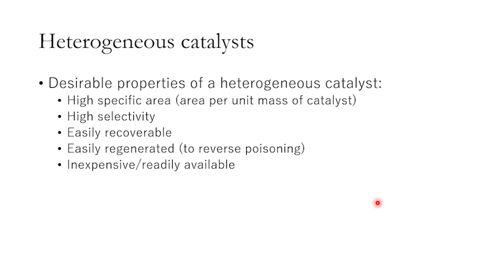Here are some of the desirable properties of a heterogeneous catalyst. First, it should have a high specific area. That means that the area per unit mass of catalyst is high or maximized. That is because for heterogeneous catalysts, the reaction happens at the surface of the catalyst. So the more surface area you have, the faster the rate of reaction you will have. Also, if you have a higher surface area of the catalyst, there will be fewer chances of poisoning, or instances wherein inactivating species are adsorbed onto the surface of your catalyst.